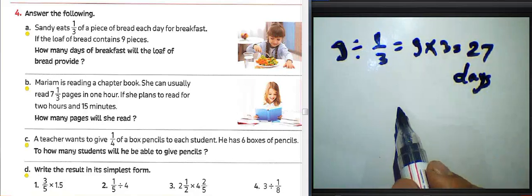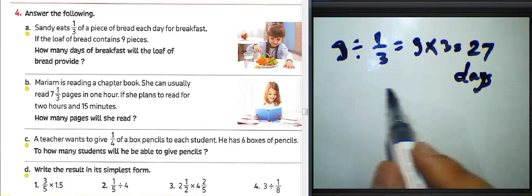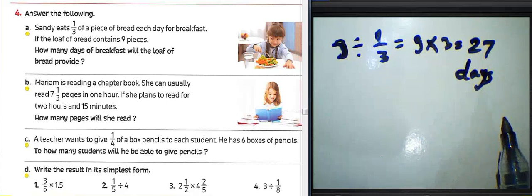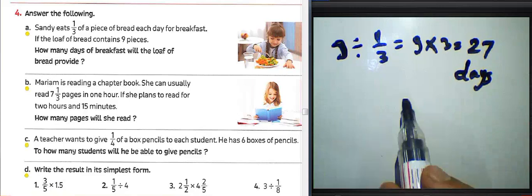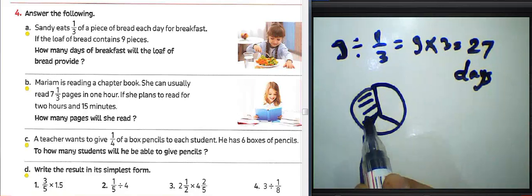So how many days of breakfast will the loaf of bread provide? She provides 27 days to finish 9 pieces, because she eats a third of a piece in 1 day. Look at here. She eats a third of a piece at breakfast.